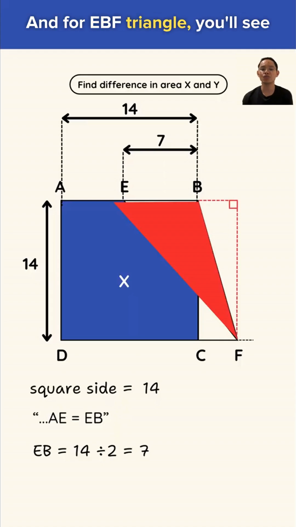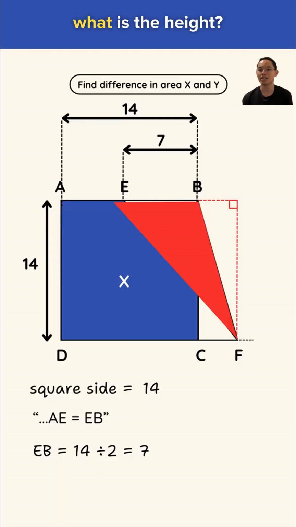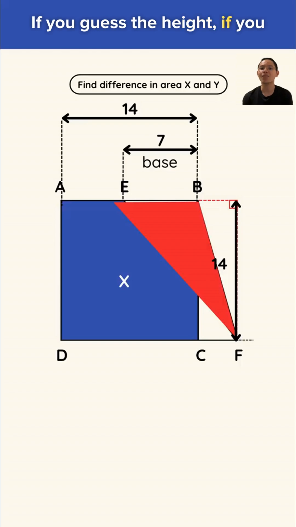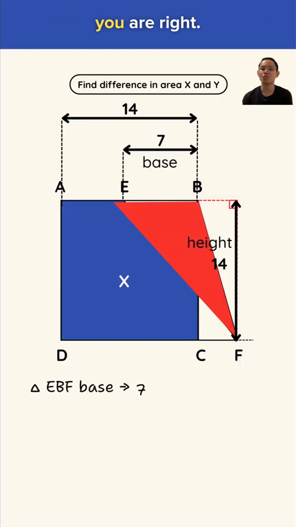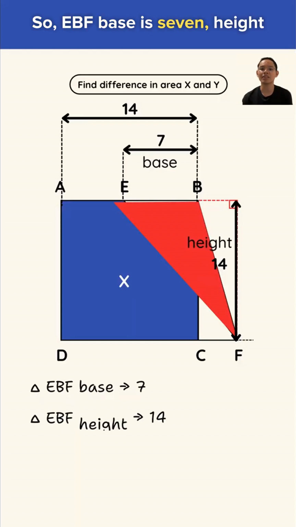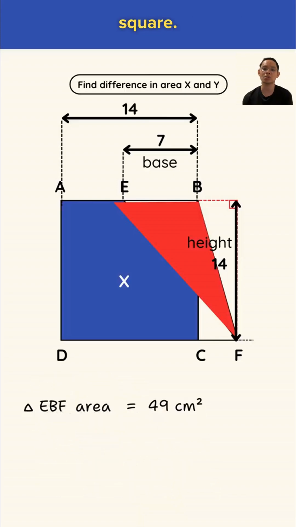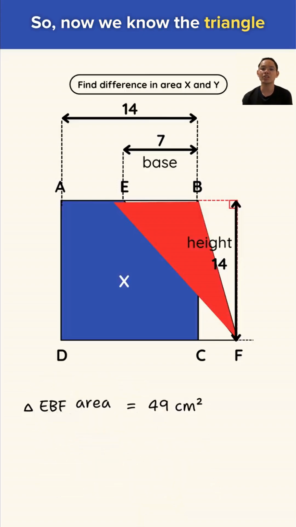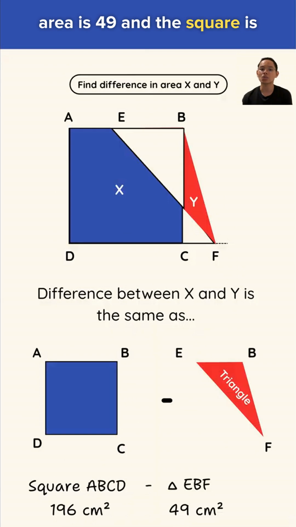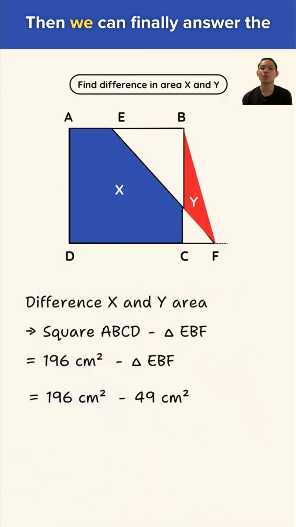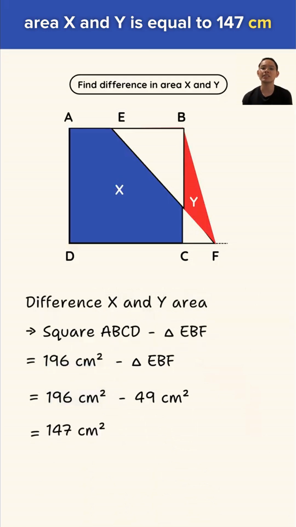For triangle EBF, EB is the base, and what is the height? Can you guess the height? If you guessed the height is 14, then you are right. So for EBF, the base is 7 and the height is 14. Then we can get the area of the red triangle, which is equal to 49 centimeters square. Now we know the triangle area is 49 and the square is 196. Then we can finally answer the question. The difference between area X and Y is equal to 147 centimeters square.